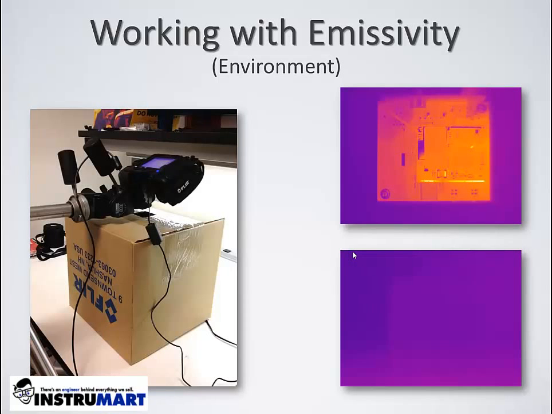Well, I did it quite simply by using a cardboard box placed over my printed circuit board with a hole cut in the box to view through. It was that simple, but the results are dramatic. I essentially eliminated those reflected radiation sources by shielding my printed circuit board from them, utilizing the cardboard box.